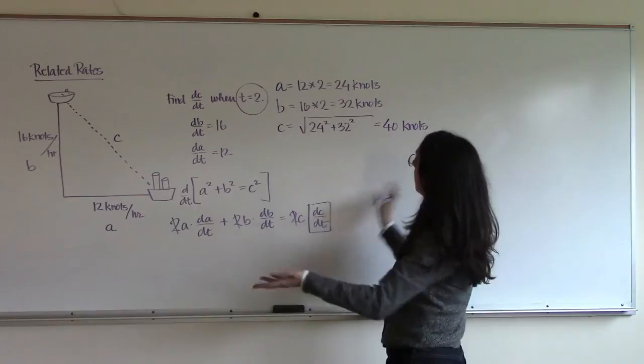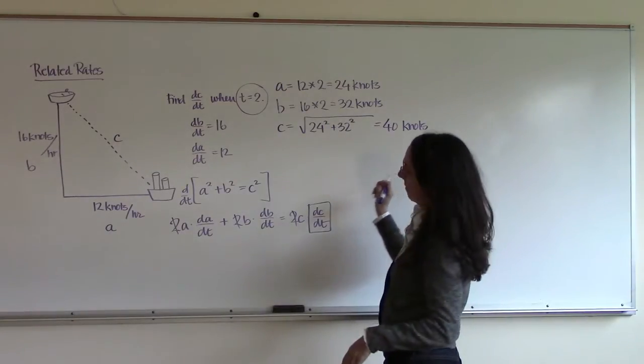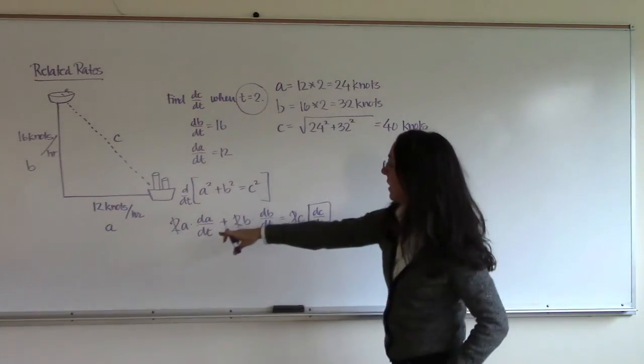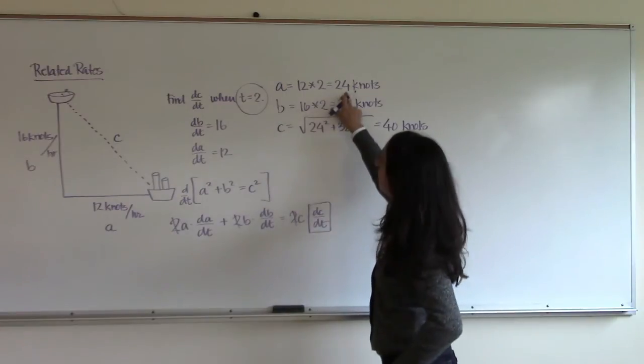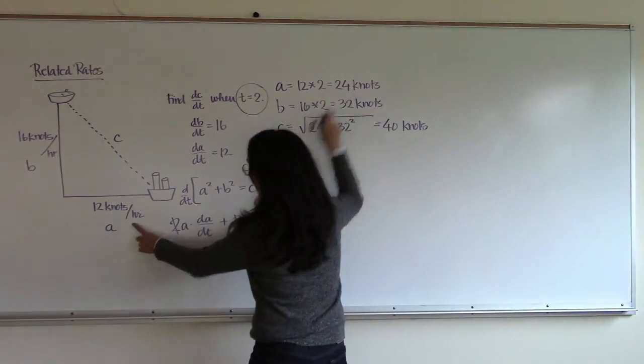Okay? So I believe we have everything now. So let's plug all the pieces in. So we need A times dA/dt. That's 24 times 12.